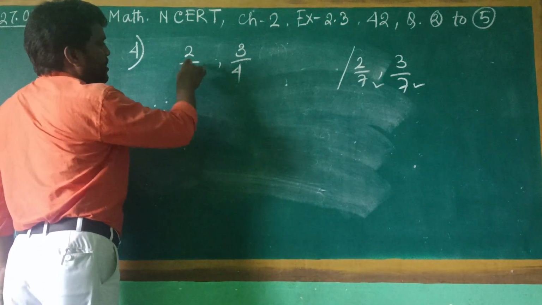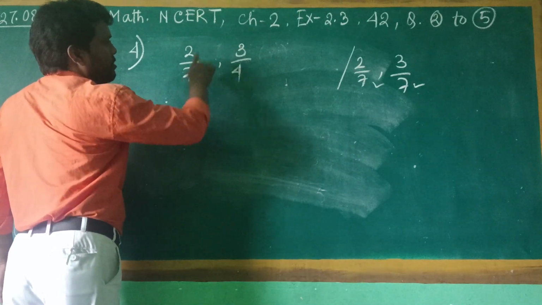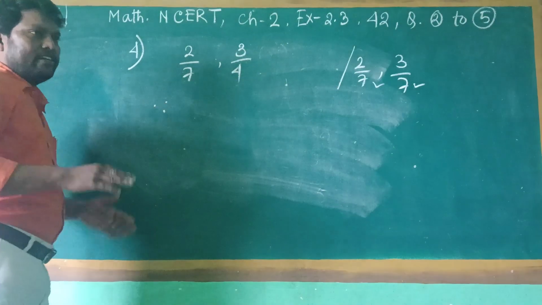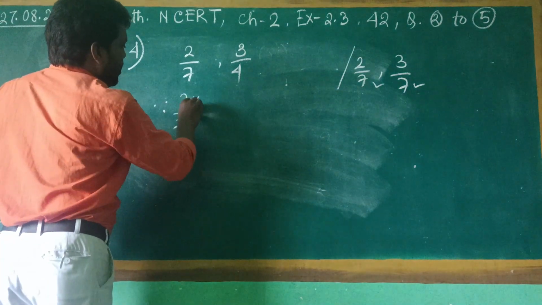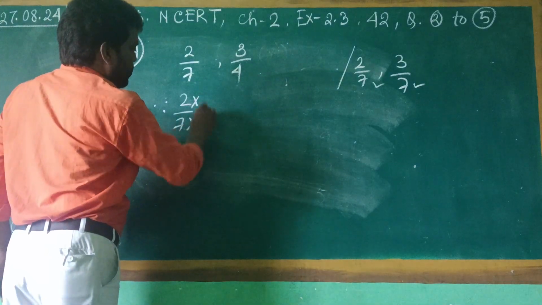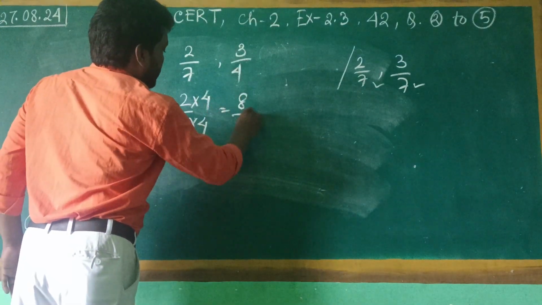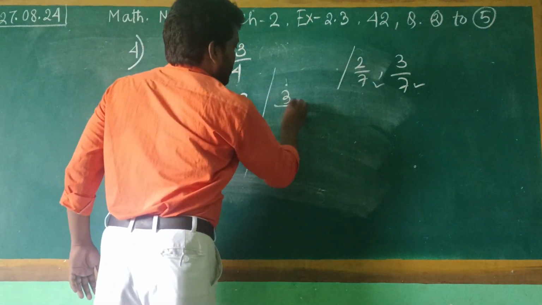If you multiply this fraction by 4 and also multiply the other fraction by 7, automatically their denominators will be equal. Now 2 divided by 7, multiply both numerator and denominator by 4. That gives 8 divided by 28. Next, 3 divided by 4.